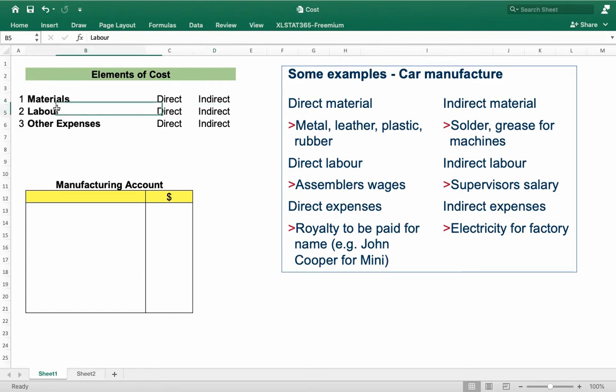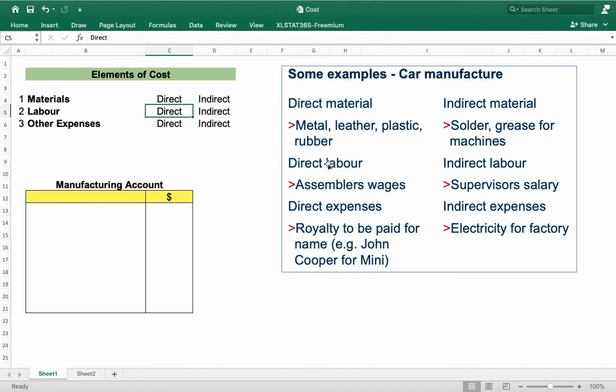Now the same thing for labor also. Labor means whatever we pay to the workers, those who are involved in the production process. Because without workers, we cannot execute the production process, right? So we need two types of workers: those who are working in the factory, and those who are working in the offices. The people who are actually involved in the production process, whatever wage you pay to them, that is known as direct wage, or direct labor you can call.